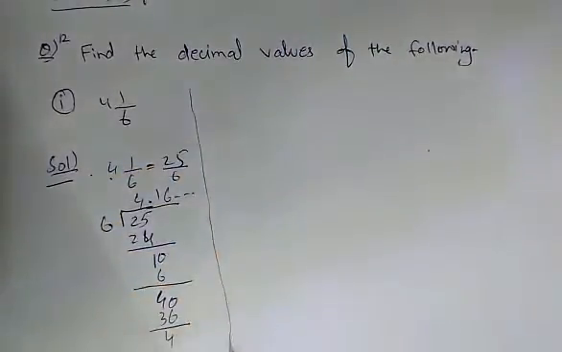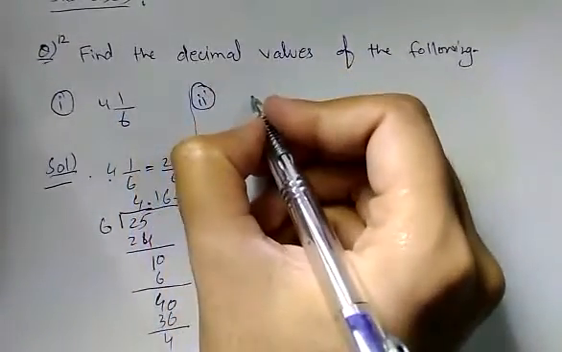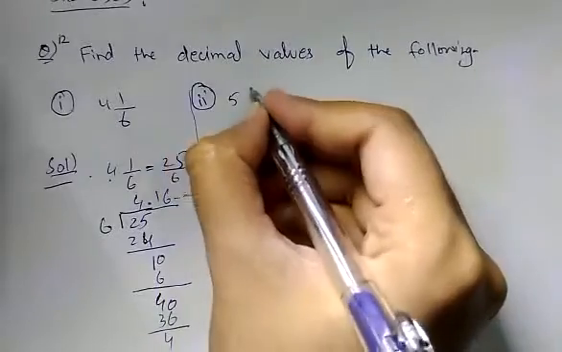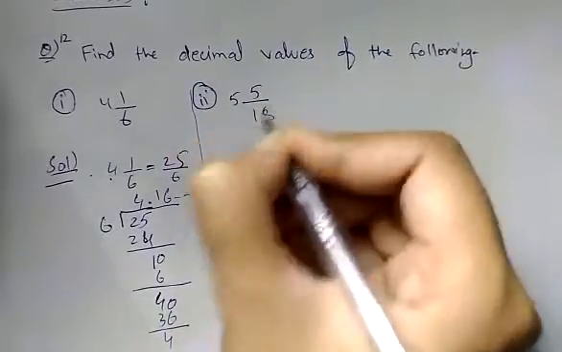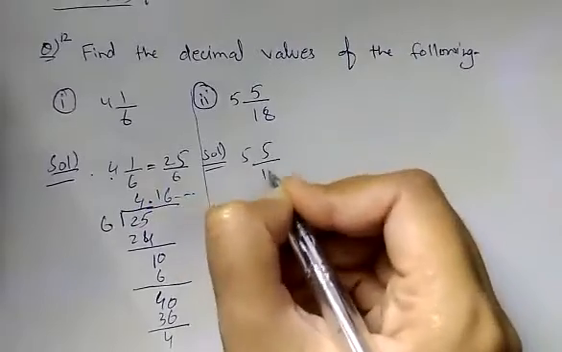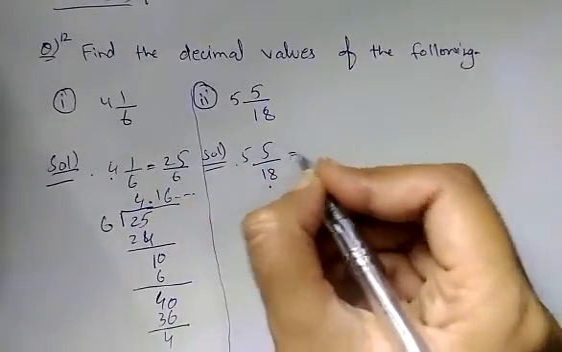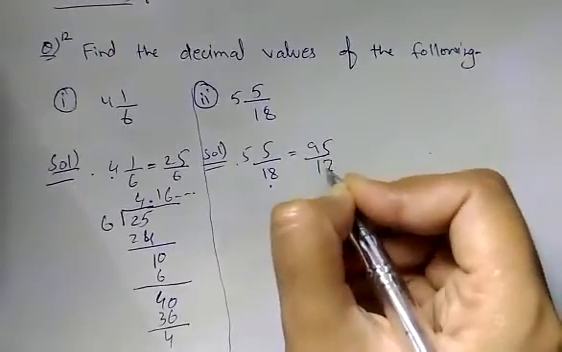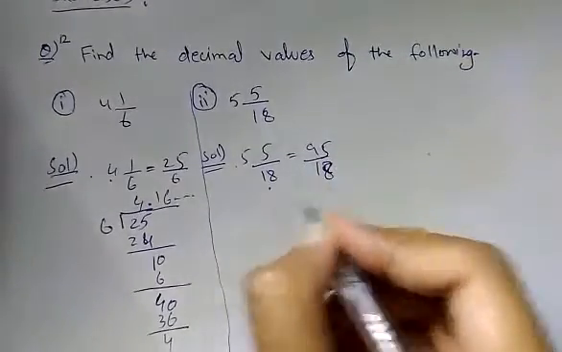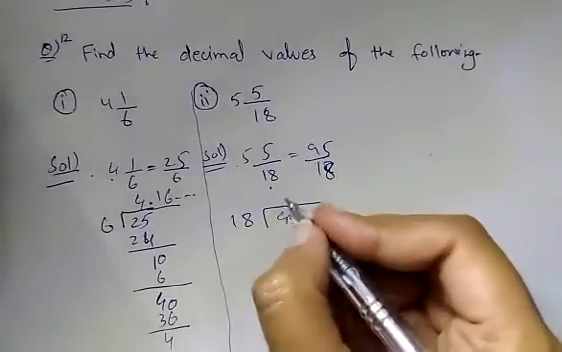Now move towards part number 2, which is 5 into 5 by 18. Now we multiply 5 with 18 and add 5 in the answer. So our answer is 95 by 18. 95 comes in the bracket and 18 outside the bracket.